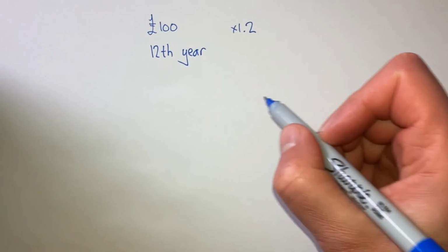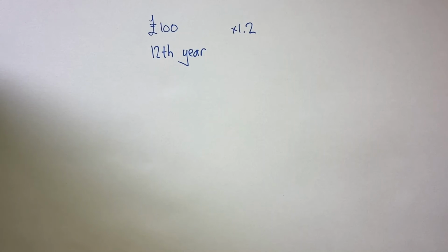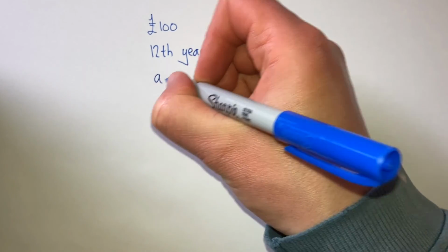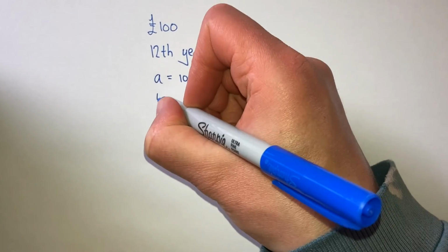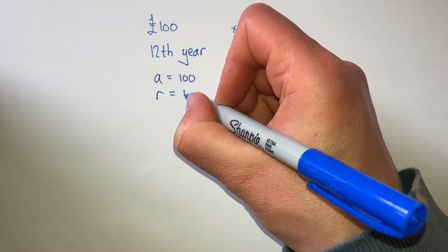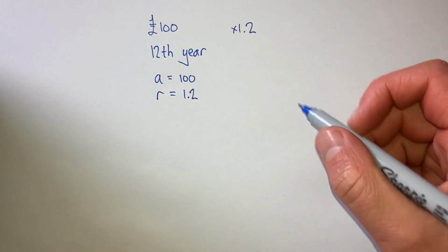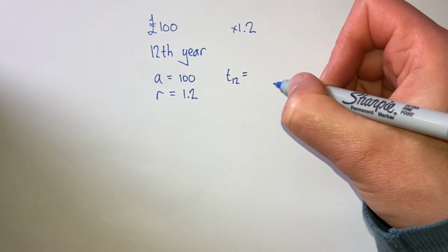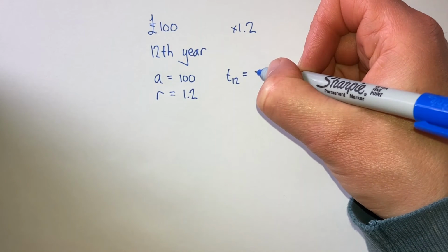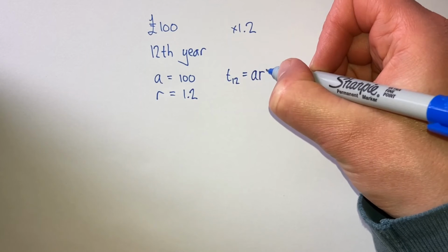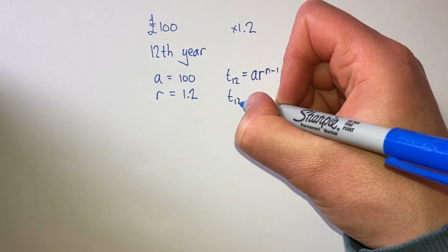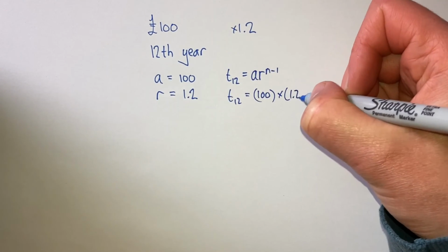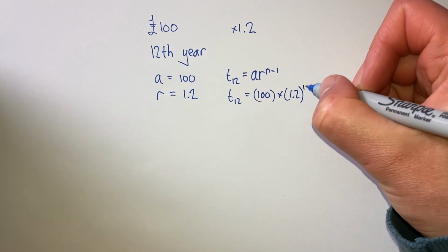So we could just work it out each year and start adding that together, but there must be a more efficient way, and that's using a geometric series. So we know that a is 100 and we know that the common ratio is 1.2. So in the 12th year, this is our 12th term, we can use the nth term to work it out, which is given by ar to the n minus 1. So here the 12th term is going to be 100 multiplied by 1.2 to the power of 12 minus 1, which is 11.